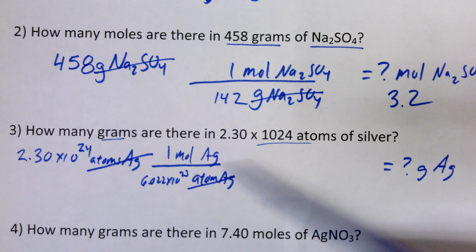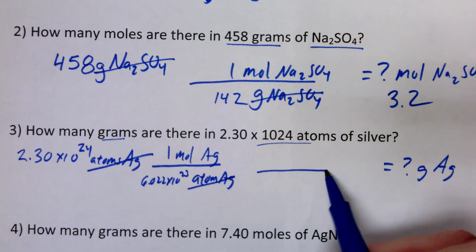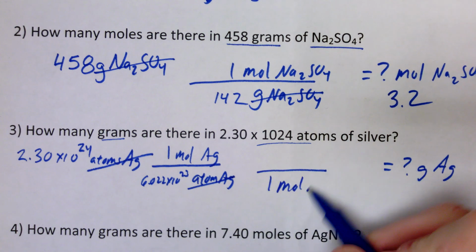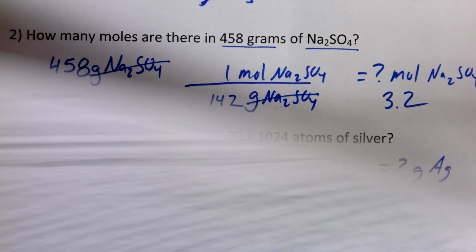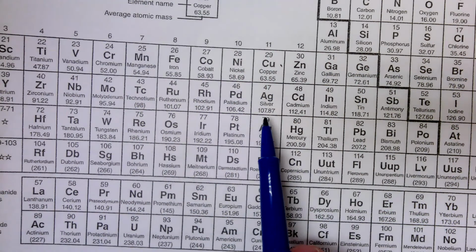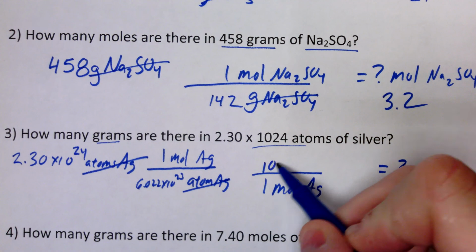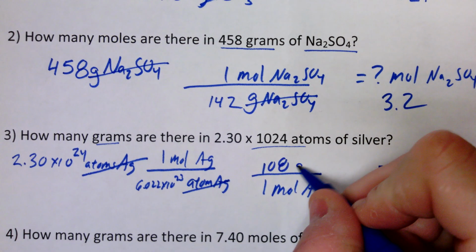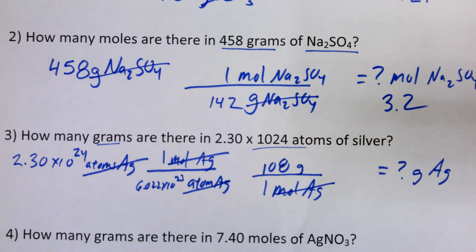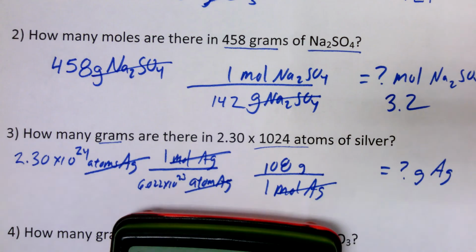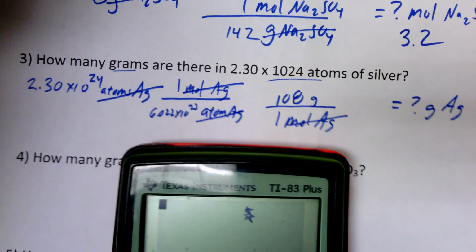Now I've got moles of silver, but I want to know grams. Well, I know that ratio I can get from the periodic table. 1 mole of silver, when I come to the periodic table, is 108. We'll just round these to whole numbers to be nice and easy today. All right. So now we got to do some math with this kind of funky big number here, this Avogadro's number.